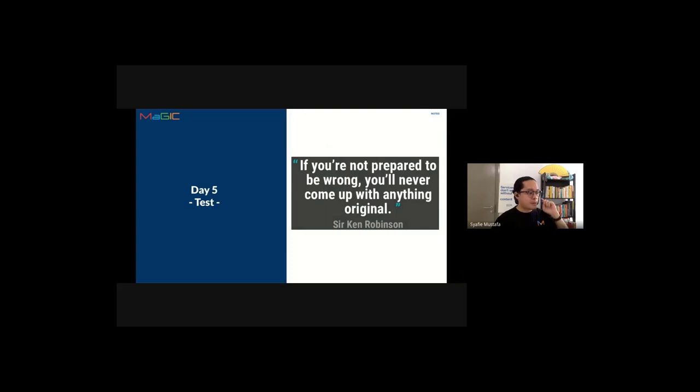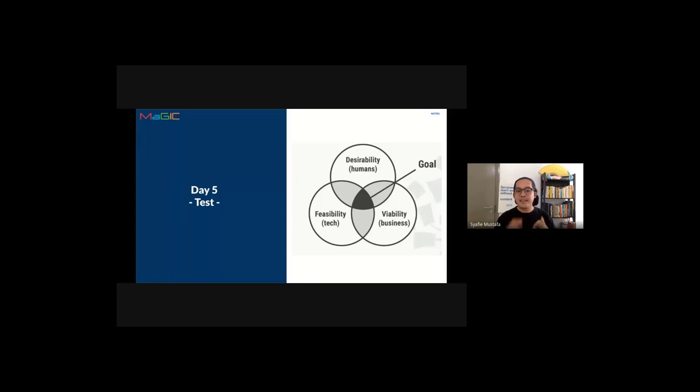So you have to remember three things: desirability, viability, feasibility, and that small piece in the middle, that's your goal. You need to achieve that, right? And if you're doing this as a business, you have to think back. Does your team have enough feasibility to actually do it? Do you have enough resources to do it? Desirability: do people really want this, or is this product just assumptions that are not validated on our end?